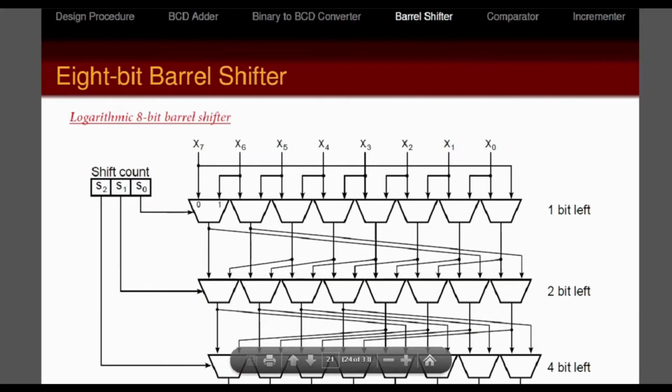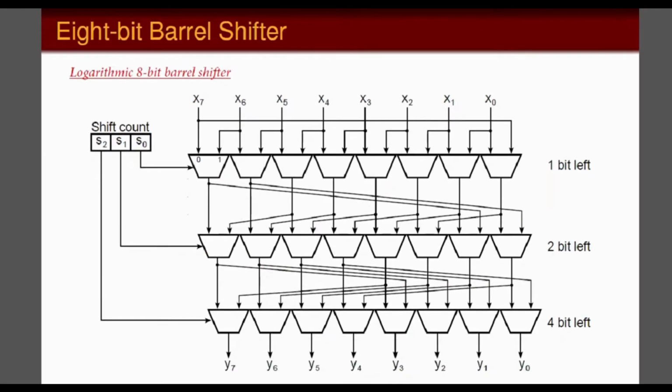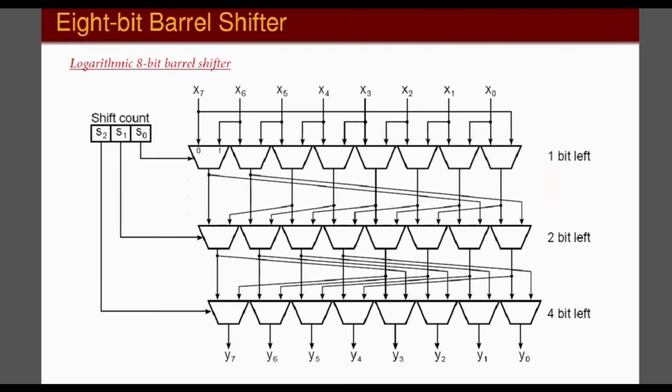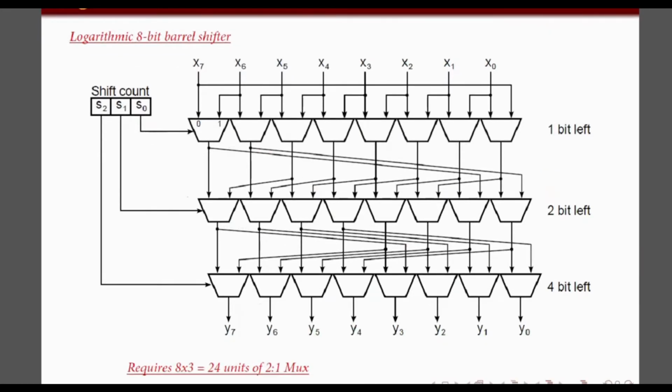This is another approach. This is a better, clever approach using a logarithmic 8-bit barrel shifter. So rather than using 56 just now, you arrange it this way, still doing the same function, but now you use 1, 2, 3, 4, 5, 6, 7, 8. You use 8 times 3. So you use only 24. Okay, so this one you use only 24.